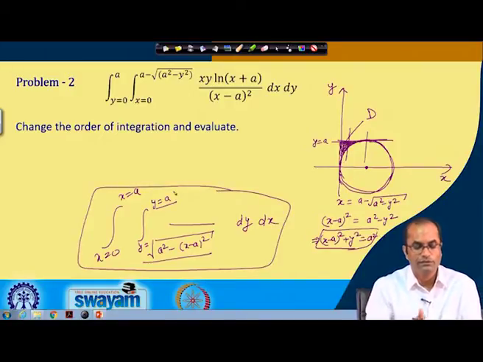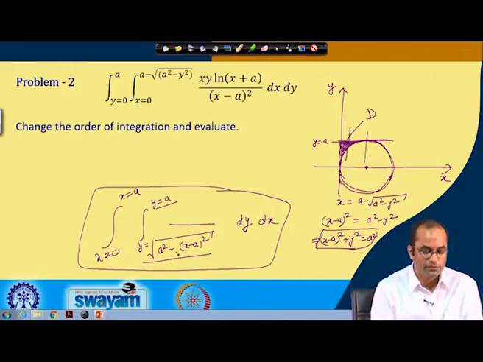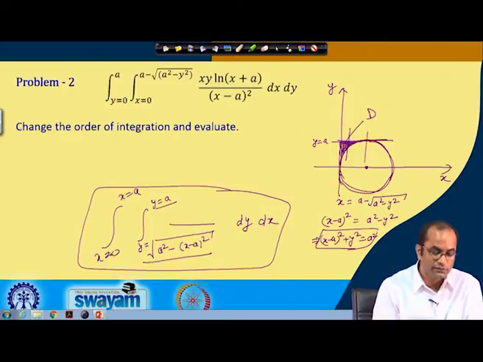So, we have changed the order here easily, and now the inner one goes from y is equal to square root of a square minus x minus a whole square to y is equal to a, and the outer one goes from x is equal to 0 to x is equal to a.